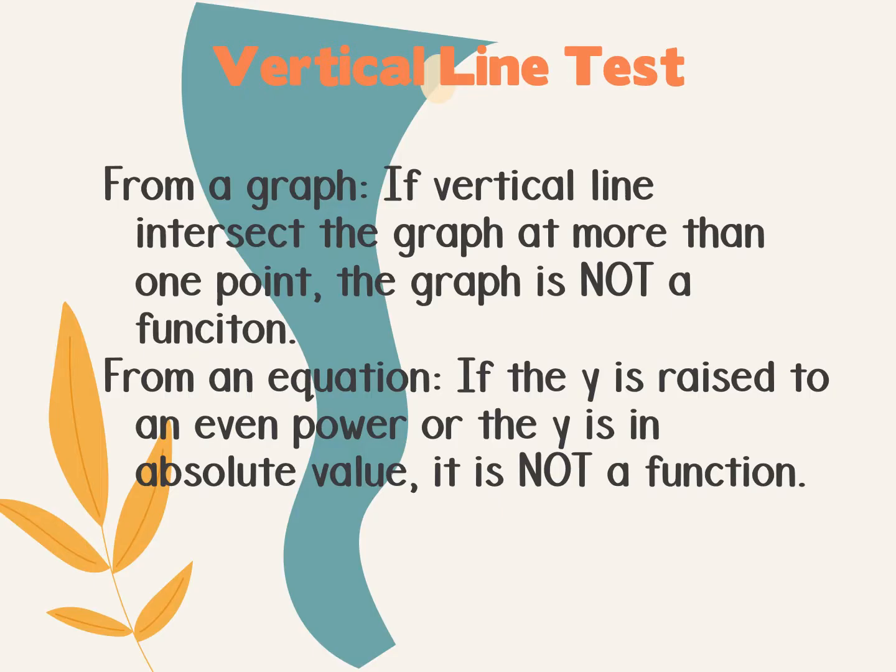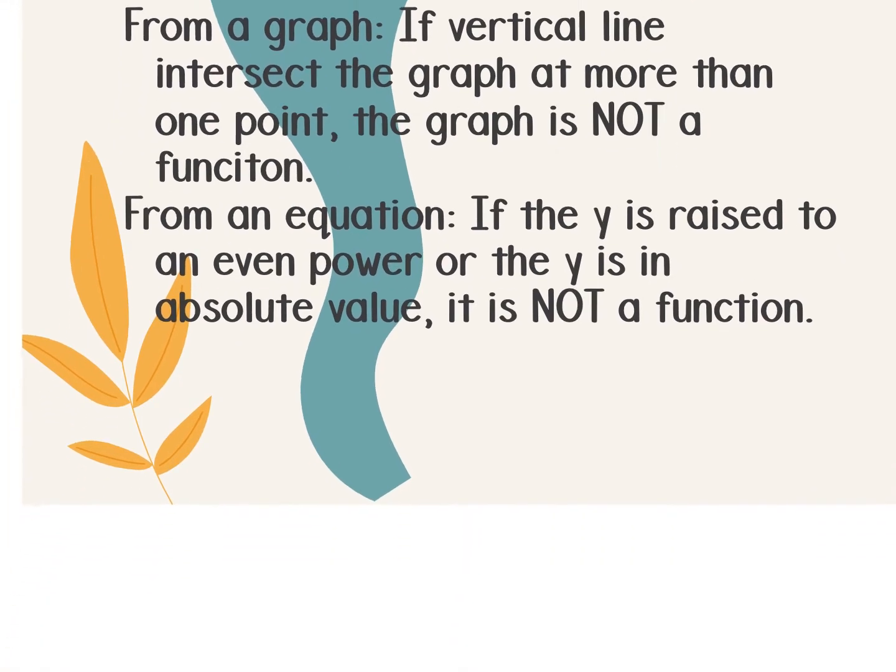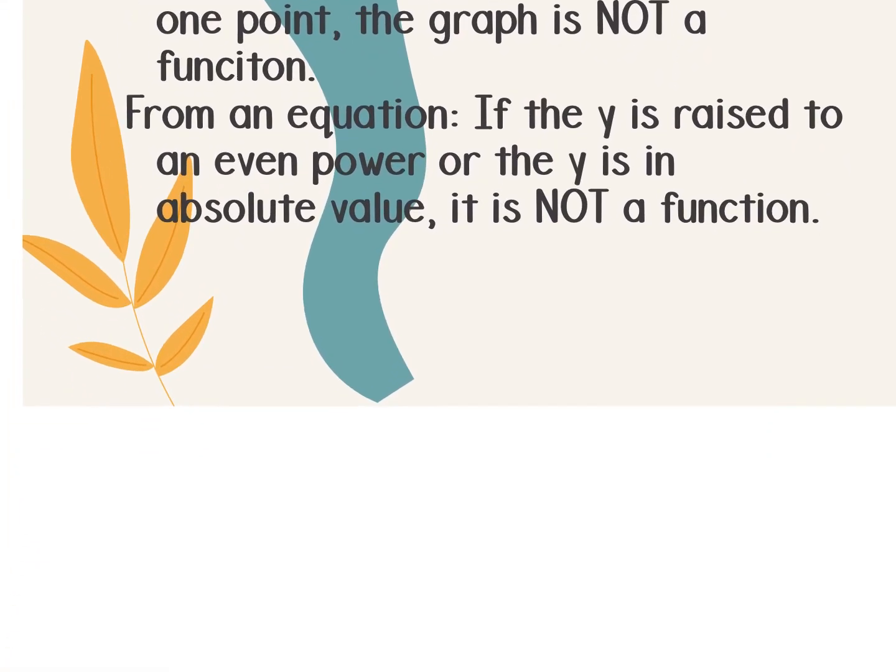Okay. The next way to determine if something is a function, if you're given a graph, is the vertical line test. So when you're given a graph, you're going to take a vertical line, and if you draw a vertical line down your graph, and it intersects your graph at more than one point, then the graph is not a function. So let's first do the graph, then we'll talk about from an equation.